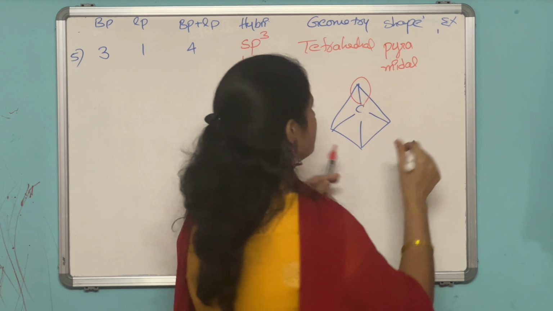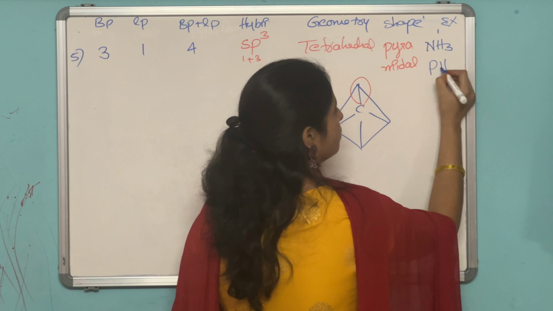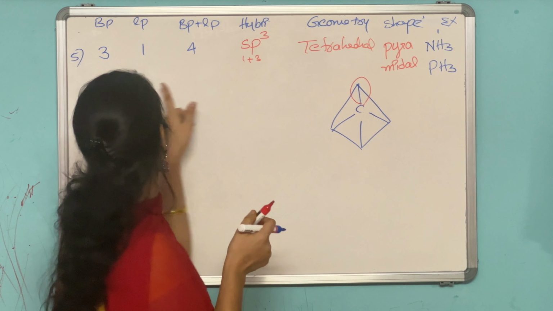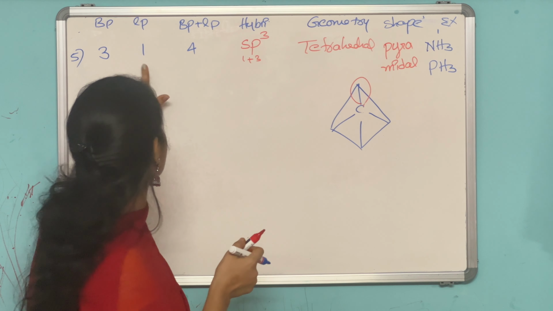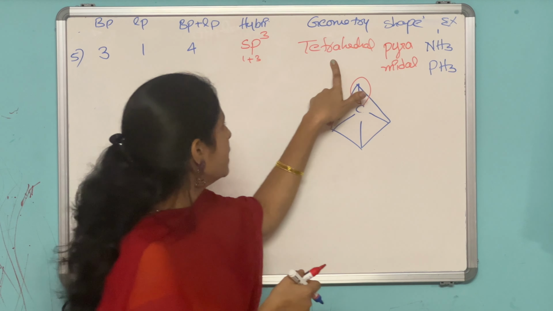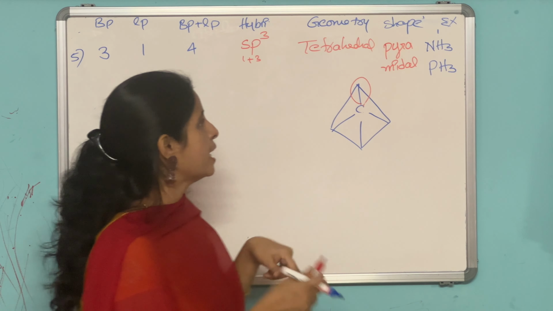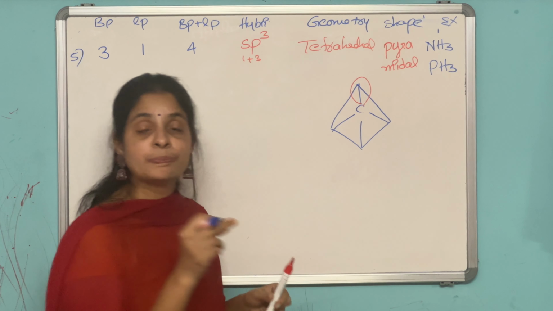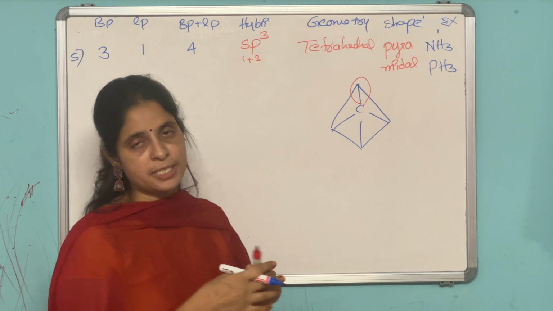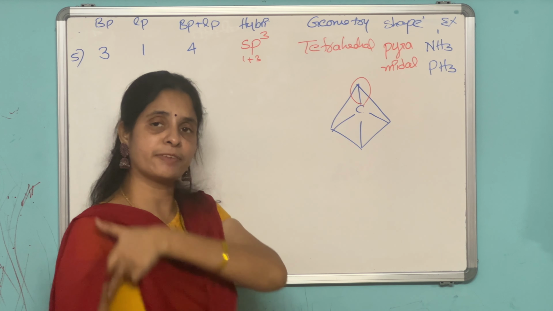What are the examples? NH3, PH3. All these are examples for 3 bond pairs and 1 lone pair with sp3 hybridization. Geometry is tetrahedral, but the shape is pyramidal. And here now the bond angle will be decreased, means here from the 120 degrees the bond angle will be there.